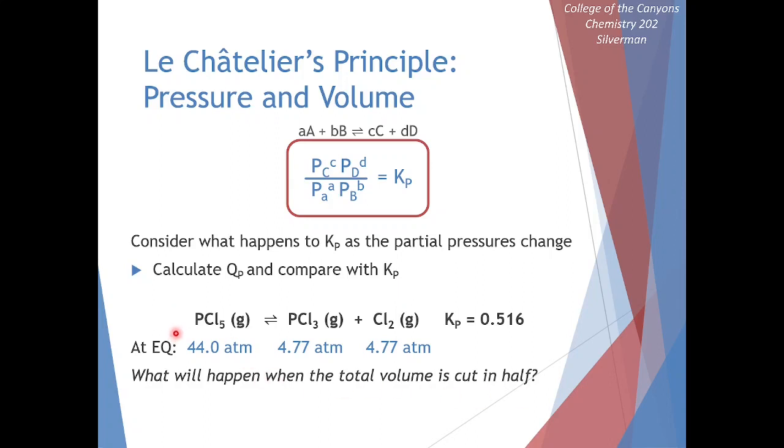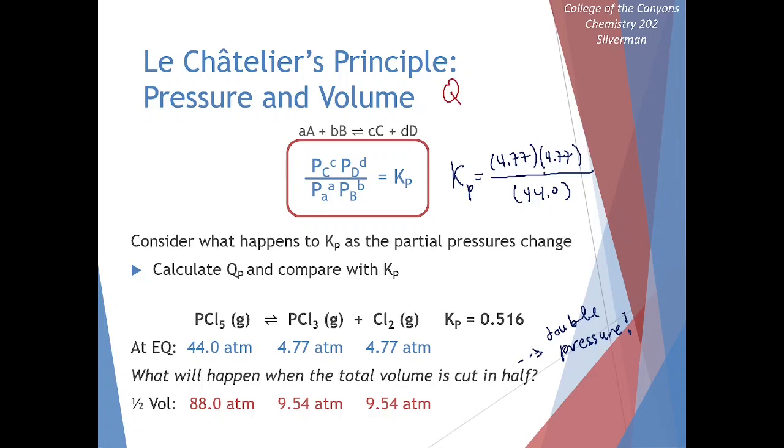Here's our reaction at equilibrium. Maybe we have 44 atm of PCl5, 4.77 atm of PCl3, and 4.77 atm of Cl2. Our Kp value is going to be 0.516. All right, in this case, what happens if the total volume is cut in half? Well, if we cut the volume in half, that means we are going to double our pressure.